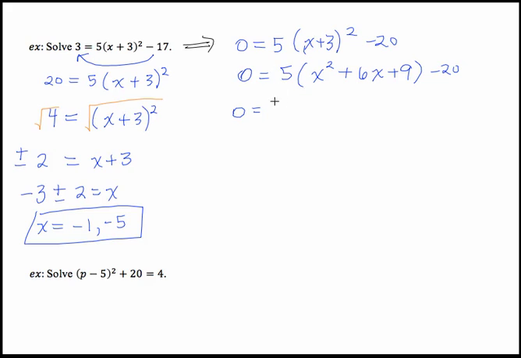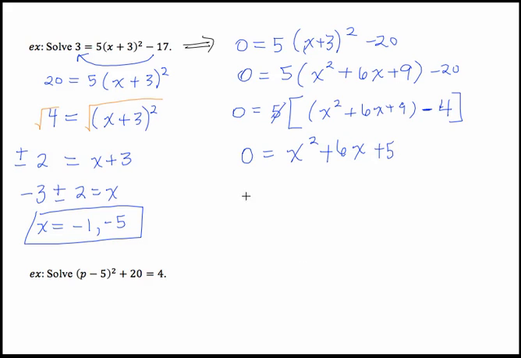I can take a 5 out from both the first term with the x squared plus 6x plus 9, and my second term is negative 20. So taking a 5 out of that gives me negative 4. Then I can divide both sides by 5, so that goes away. Just cross it off. So I get 0 equals x squared plus 6x, and then 9 minus 4 is positive 5. Okay, and it looks like that will factor into x plus 1 and x plus 5.